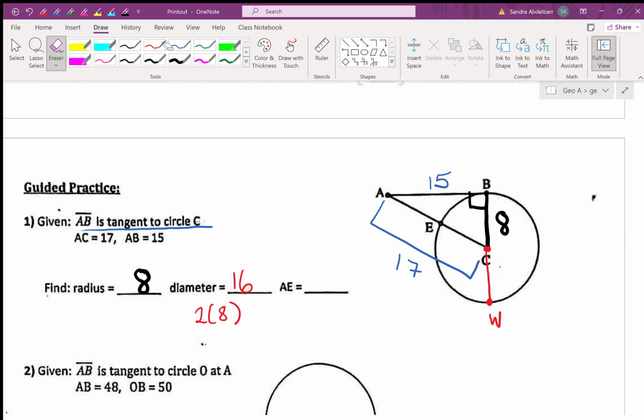All right, then we want to find AE. Well, I know AC is 17. How long is EC and why? Oscar. 8. Good. How'd you know? It's a radius. Good. We know EC is 8 because it's a radius. So to find AE, I'm going to do 17 minus 8, which is 9.